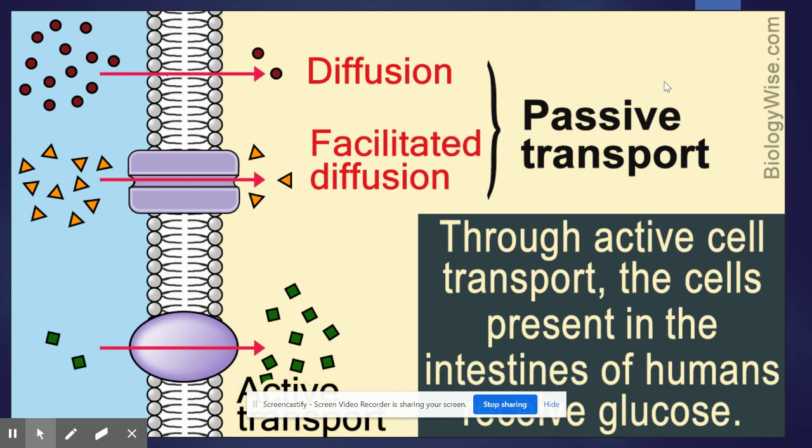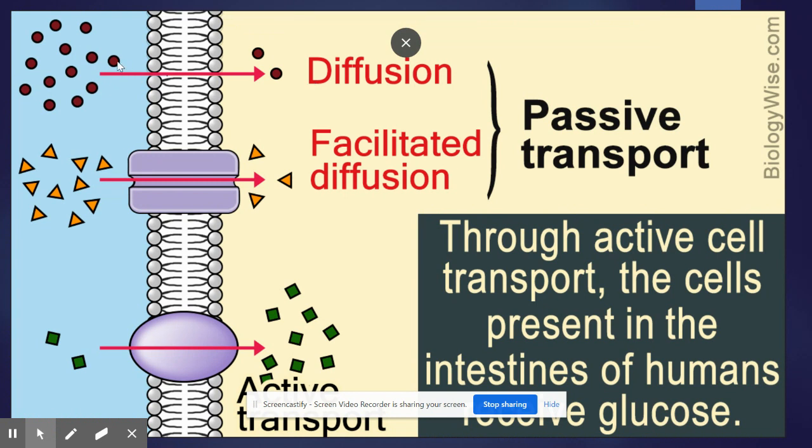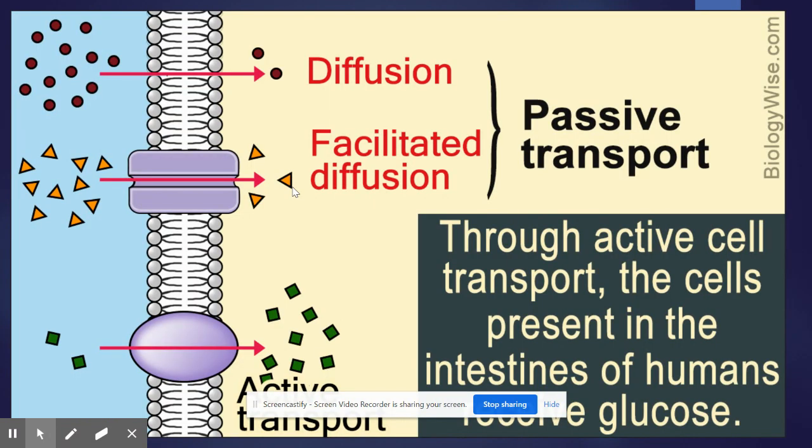It shows the difference between the three. The only thing I don't like about the picture is in diffusion, those particles should be a lot tinier because they've got to be so tiny that they can easily pass through, like gases, CO2 and O2. Facilitated diffusion is facilitated with a protein, still goes high to low, and then active transport is a pump that uses energy and it goes low to high.